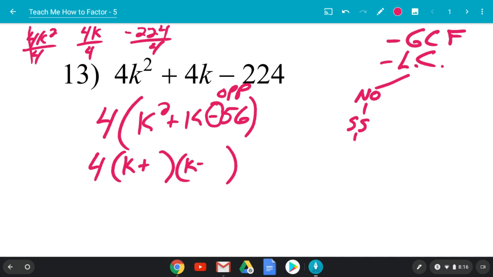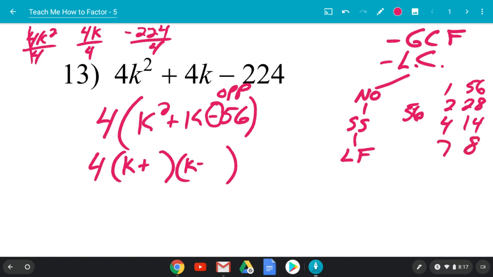Now what? List the factors of the constant. In this case, the constant is 56. What are the factors of 56? 1 and 56, 2 and 28, 4 and 14, 7 and 8. Which of those come together to get me a 1 with opposite signs? 7 and 8. The larger number gets the sign from the middle, so the 8 has to be positive and the 7 negative.